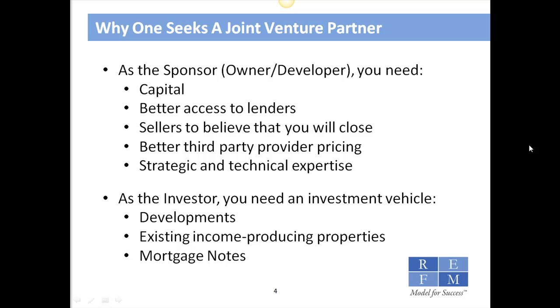Second is improved credibility as a player in the marketplace, especially if you are relatively new in the business or established in the business but new to a submarket or asset type. Being perceived as a believable buyer to brokers and sellers, meaning that brokers and sellers are confident in your ability and willingness to close on the transaction at the price and terms being discussed, is more crucial today than ever before.